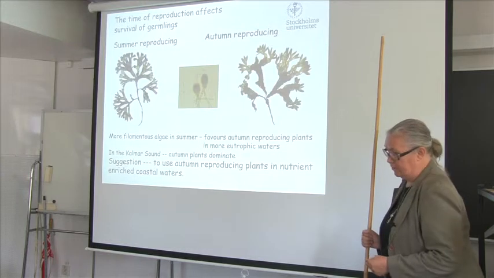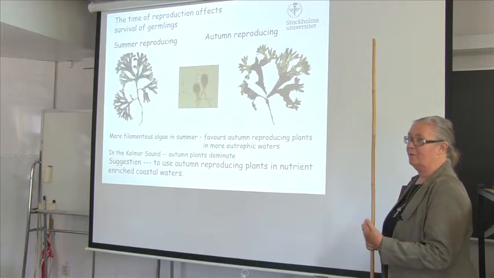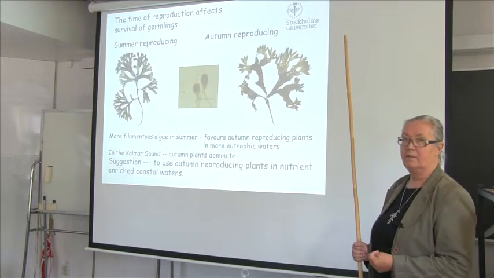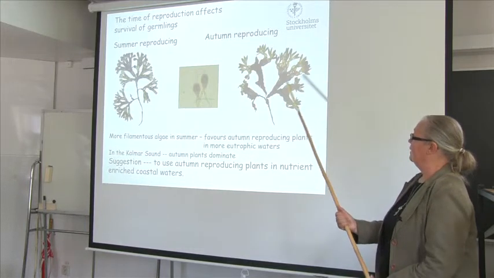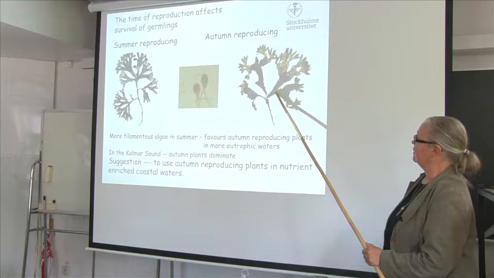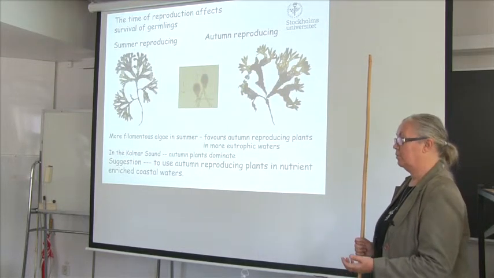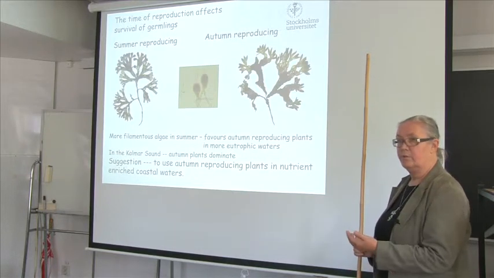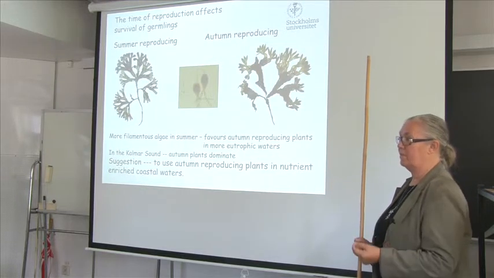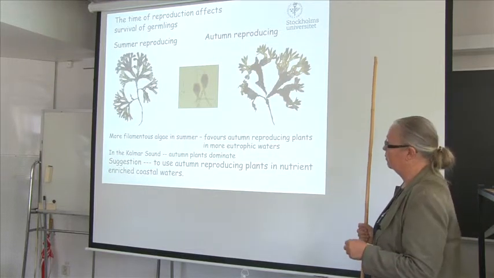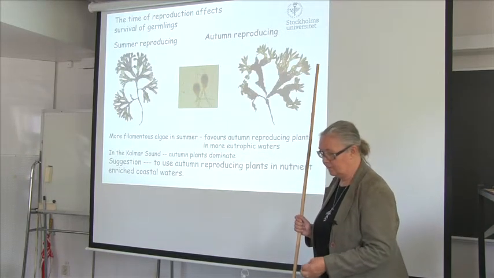And we now think that we have these two forms. They probably have always been there. You can also find them on the Swedish west coast. But we have a hypothesis that the autumn reproducing one will be dispersing more in the Baltic Sea, because now during autumn we have very little filamentous algae on the surface, so the germlings will have an easier time to attach to the bottom in this more nutrient rich environment of the Baltic Sea.